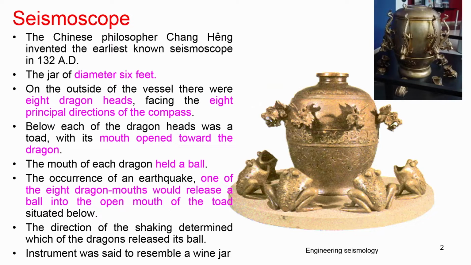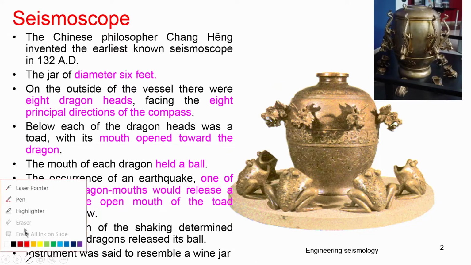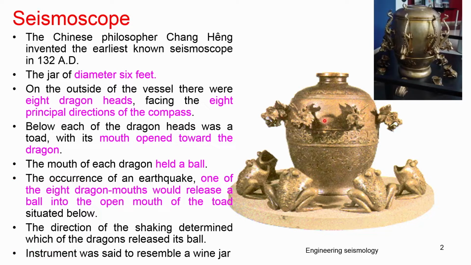Since historic times, human settlements and human beings have tried to escape from earthquake damage. In olden days people had a seismoscope called the Chinese seismoscope, from 132 AD, which resembles a big wine jar. On it there were 8 dragons, and each dragon holds a ball.